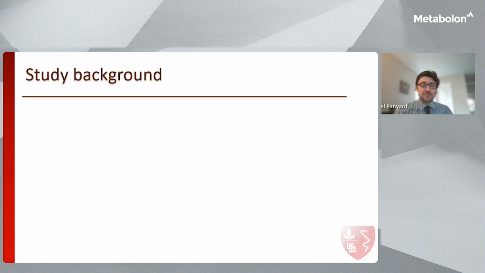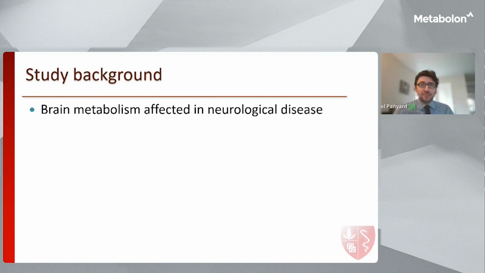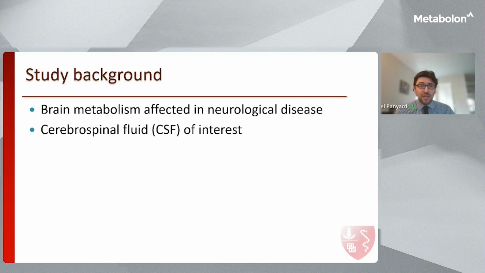So a little bit about the study background so you understand the motivation of what we were doing. And really the concept was fairly straightforward. We know that brain metabolism can be affected in neurological disease, especially Alzheimer's disease, which was my group's primary interest. And we know that if you want to study changing brain metabolism, the cerebrospinal fluid is going to be the sample type of most interest. And that's because that's the fluid that's in direct contact with the brain and the spinal cord.